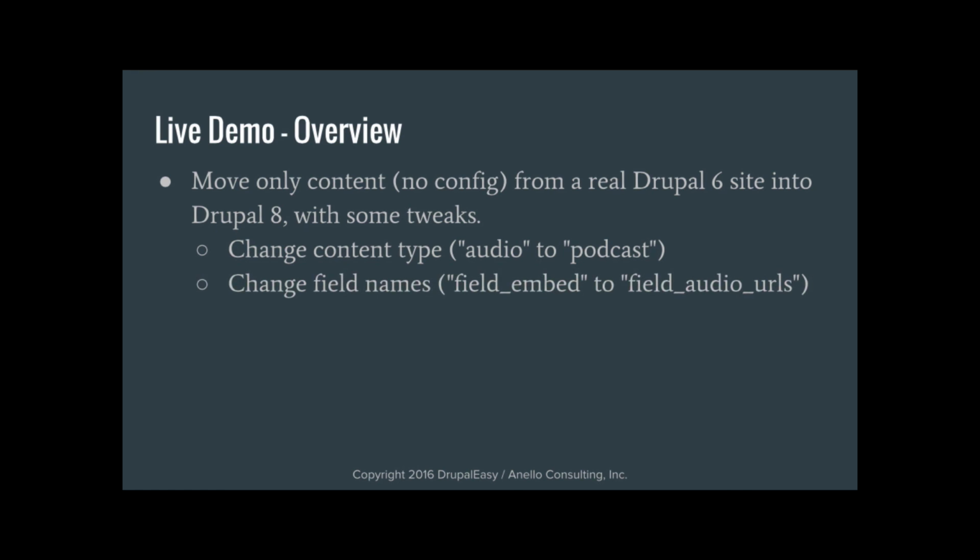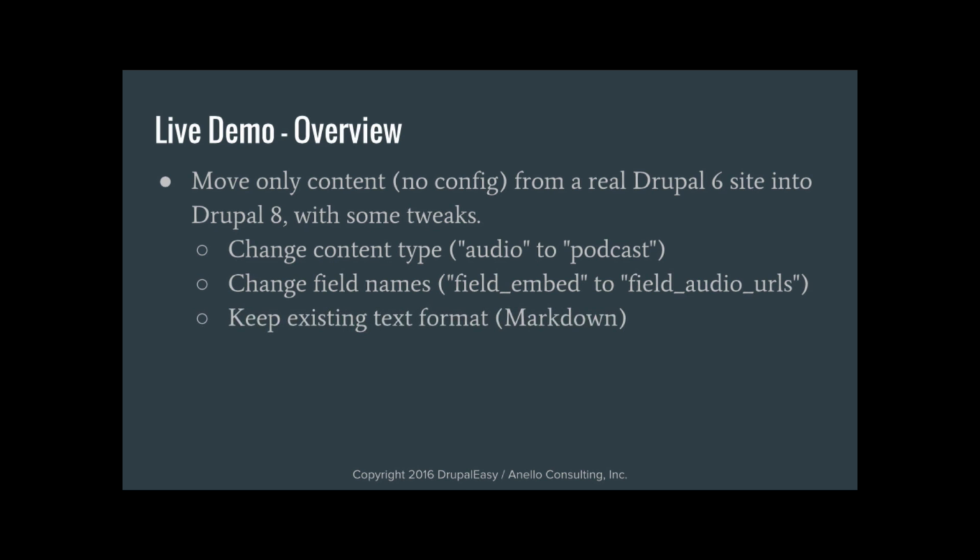We have this field name on Drupal 6, and granted, it's just a machine name. It shouldn't really bug anybody. It bugs me. So we changed the field name from field embed to field audio URLs. In the Drupal 6 site, field embed was a CCK link field with the embedded media field widget module thing on top of it. I don't remember actually how all that works. I'm going to migrate it just to a pure link field, which is built into Drupal 8 core.